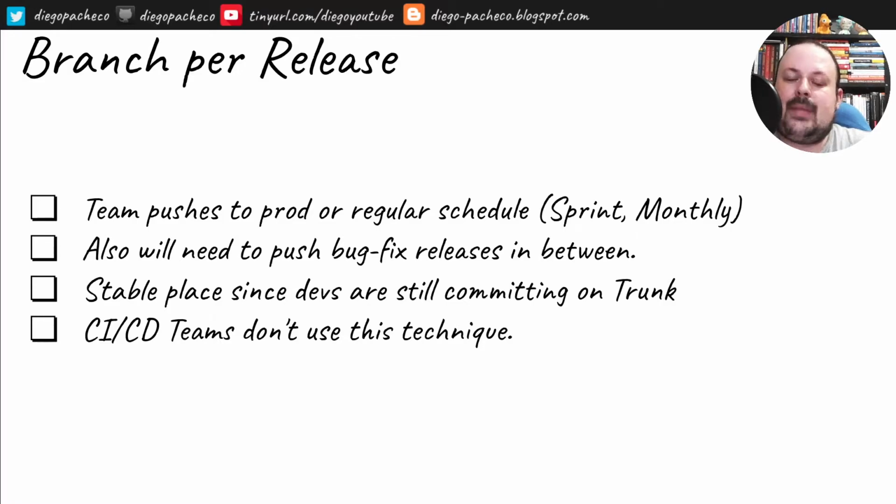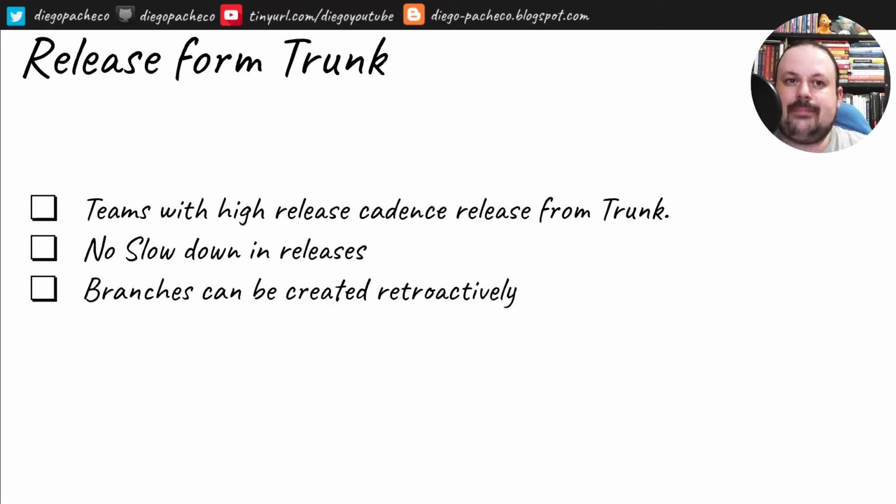So a branch per release is a stable place where the devs are still committing on the trunk or the mainline, that could be main branch or master. And then from that, you can cherry pick to the release branch, right? CI/CD teams do not do that. They release from the trunk, all right? But I want to talk about this practice. You need to know that it exists, even though it's not the ideal approach you should be doing, right?